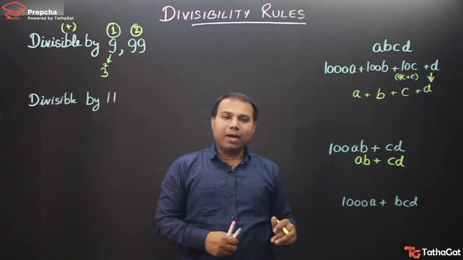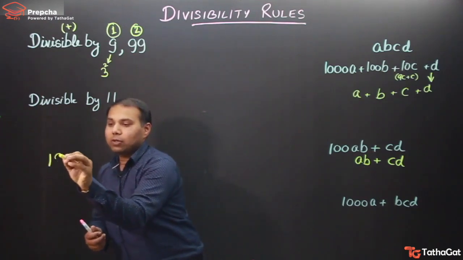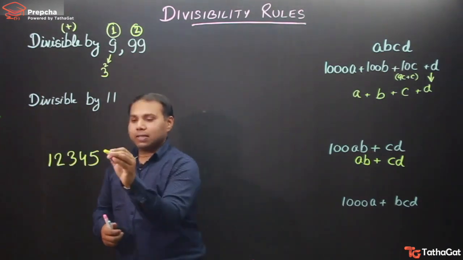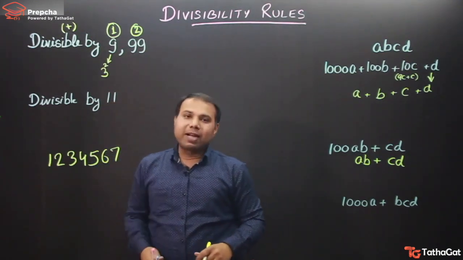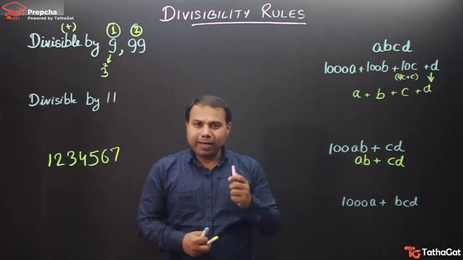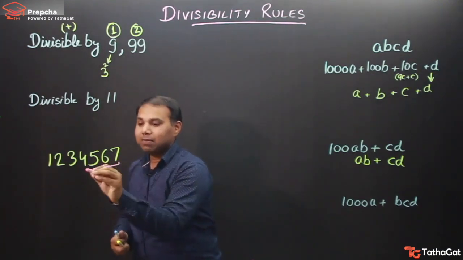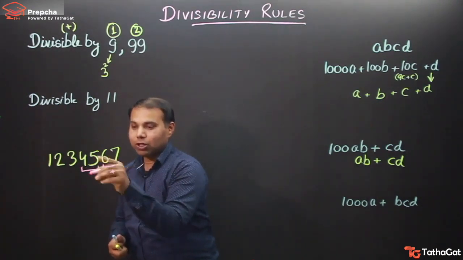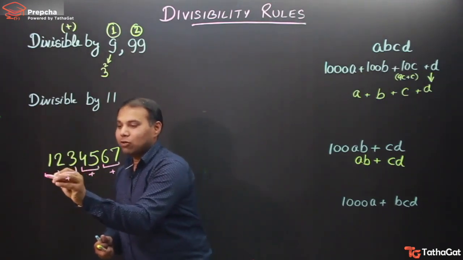It means if my number is, say, 1, 2, 3, 4, 5, 6, 7, how do I check whether this number is divisible by 99 or not? I can quickly make use of this rule. I need to make groups of 2 digits at a time, starting from the rightmost digit. So this is a group, 67. This is positive. This 45 is also positive. Then this 23 is also positive, and this one is also positive.